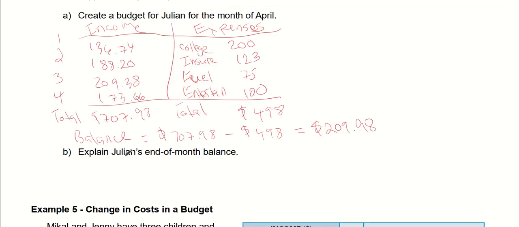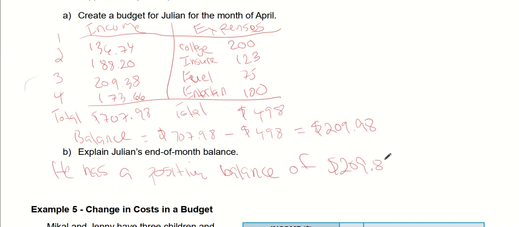So down here it says explain Julian's end of the month balance. You don't really have to say much. You can say that he has a positive balance of $209.98, which he can put into his savings, more into his savings.